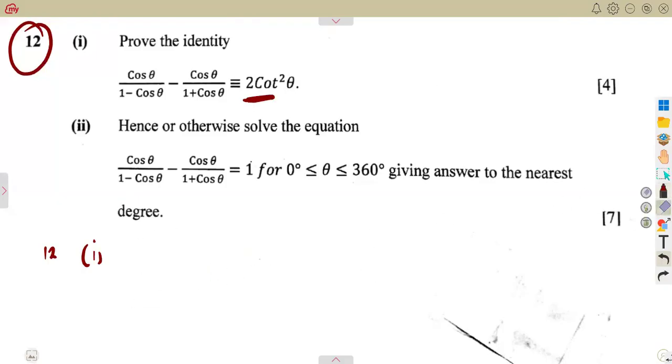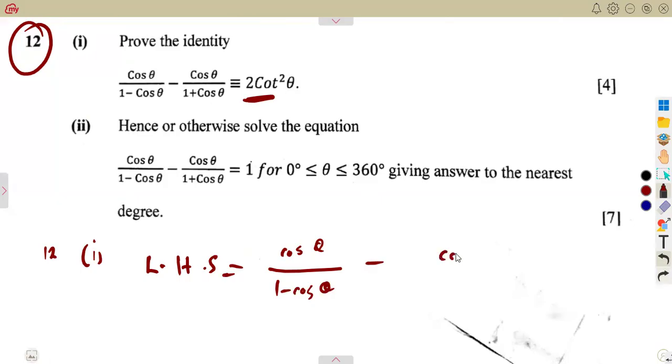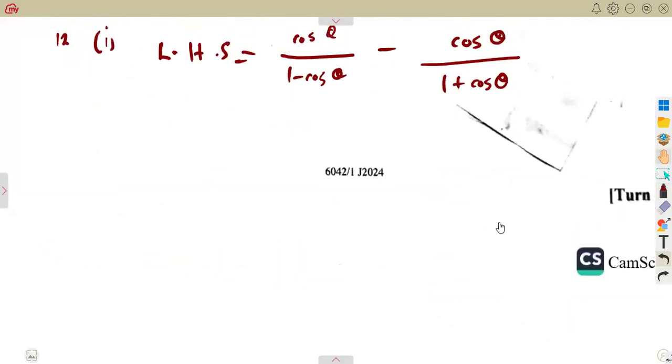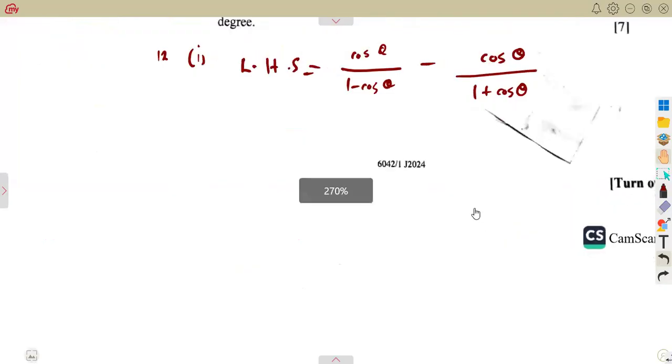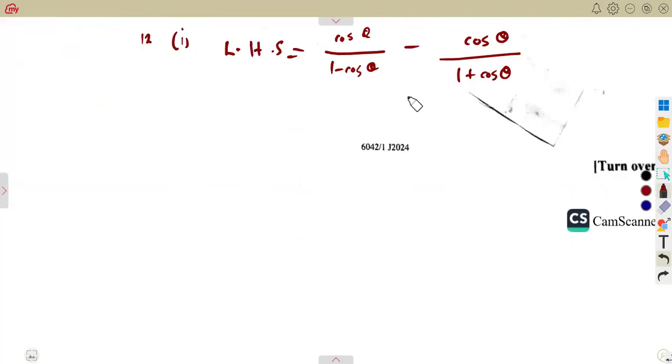All right, so I'm just going to take the left-hand side. So the left-hand side in this case is equal to the cos of theta over 1 minus the cos of theta, minus the cos of theta again, everything over 1 plus the cos of theta. So this is supposed to give us this on the right-hand side. So from the left-hand side, let us see what we can do.